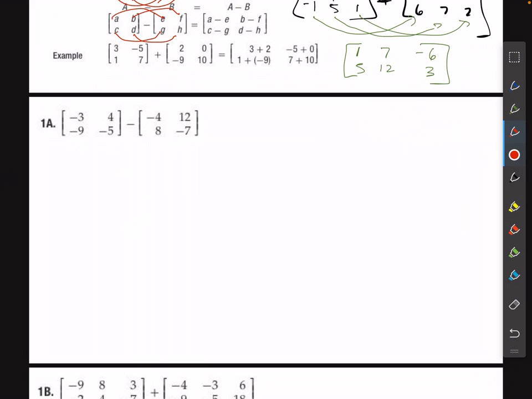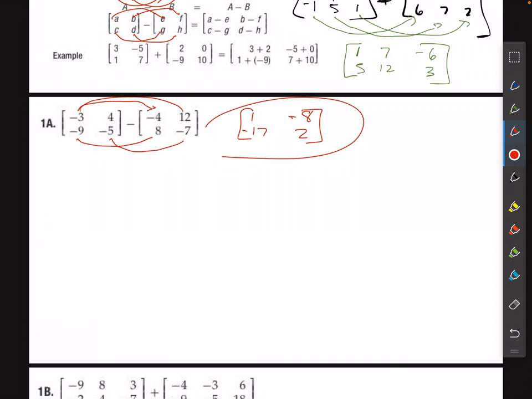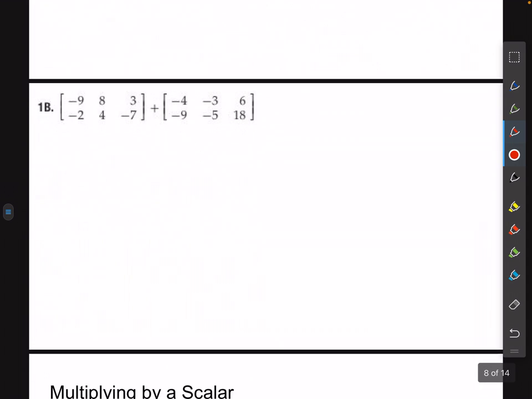So when I go to subtract these, I get -3 minus -4. Be careful with your symbols here. -3 minus -4 gives you -3 plus 4, which is just 1. Okay, then -3 minus 12 will give me a -8. -9 minus 8 will give me a -17. And then -5 minus a -7 is -5 plus 7, which gives me 2. So there's my answer to 1A.